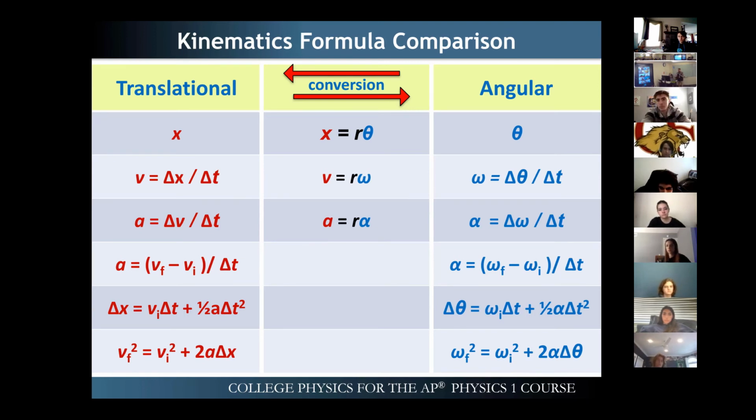So if you look at the translational column, all those red equations and variables, translationally displacement is x. Angularly displacement is theta. If you want to find x from theta, you multiply theta by r. Translationally, velocity is change in position over change in time, delta x over delta t. Angularly, it's delta theta over delta t. If you want to convert omega to v, you take the angular velocity times the radius, and you get the linear velocity. Same for acceleration. Now, at the bottom of these columns, you'll hopefully recognize, hey, wait a minute, those are those kinematics equations we were working with first semester. The first one is the average acceleration equation.